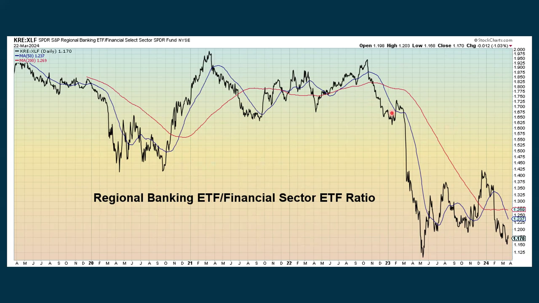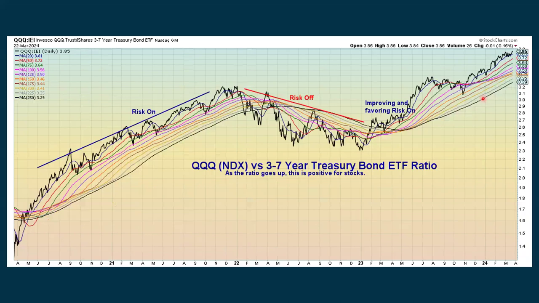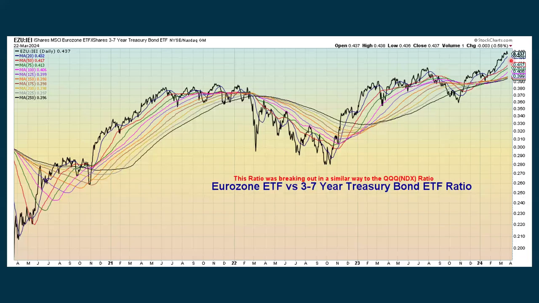Then we want to look at home construction, which is very interest rate sensitive, and this has really been outperforming bonds. We keep an eye on QQQs to the 3 to 7 year bond, and this is showing that the Qs are outperforming bonds as well. And we want to compare the Eurozone stocks in the EU. They're also outperforming US 3 to 7 year bonds.